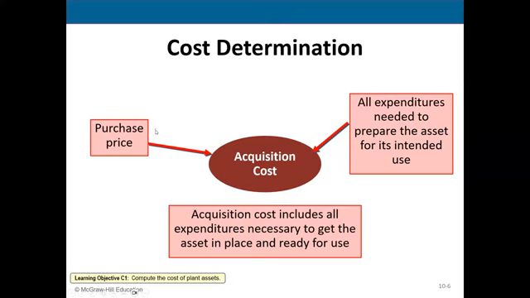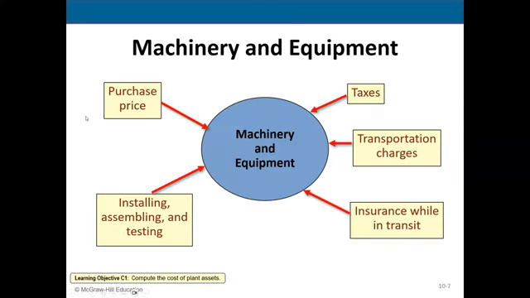So now that we figured out total acquisition cost, I'm going to show you an example from machinery and equipment in this nice graphic. Okay. So machinery and equipment, it's the purchase price plus the taxes, plus the transportation, plus the insurance while it's in transit, plus installation, assembly, and testing. All right. So that's machinery. But what about a building? Remember, it's property, plant, and equipment. What about the building?